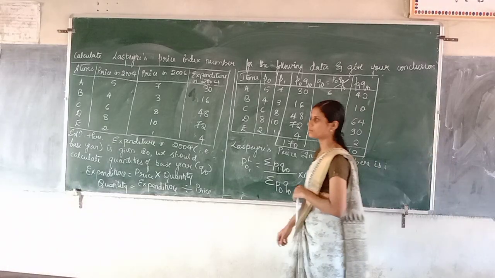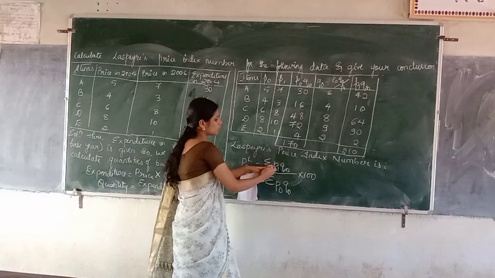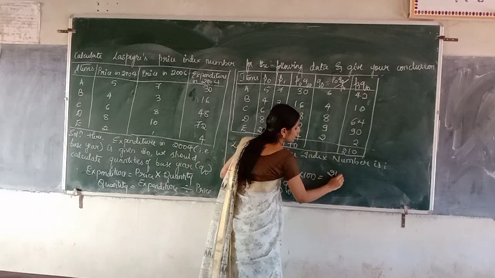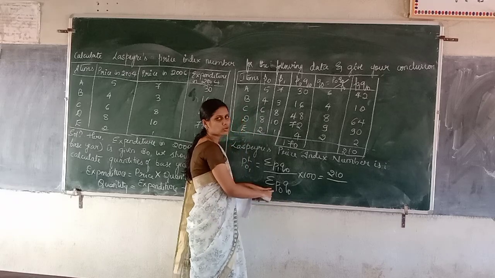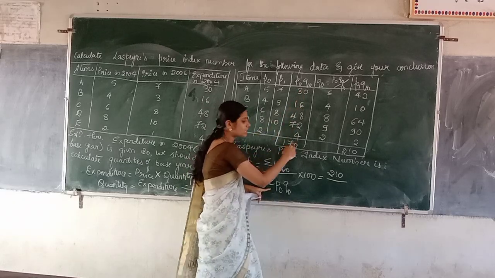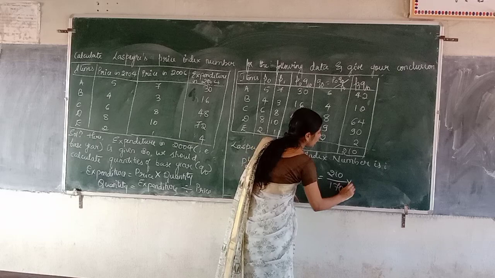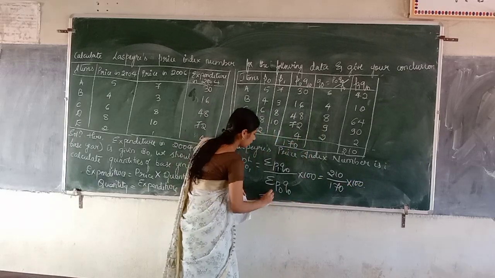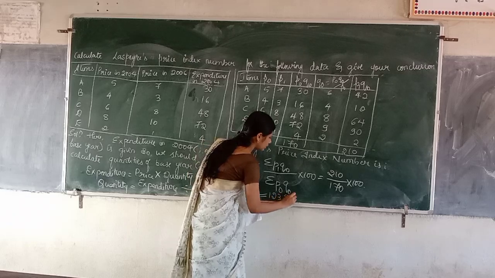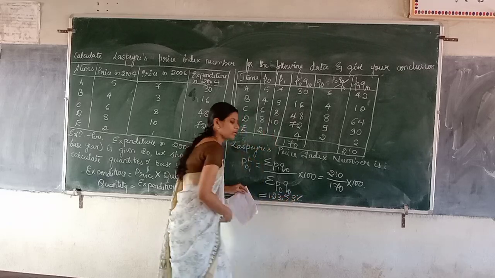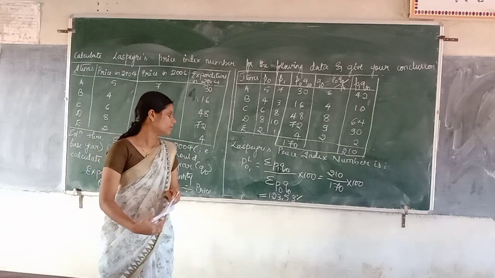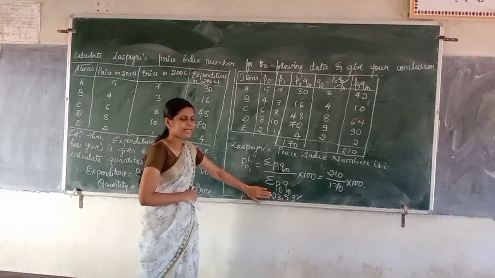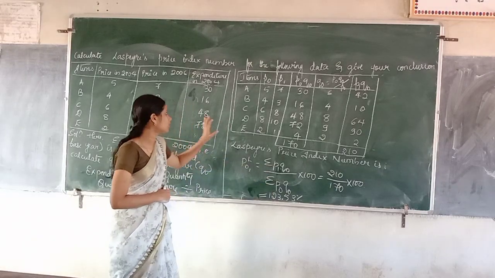Now we can easily substitute these values in this formula. Summation of P1 Q0 is 210 divided by summation of P0 Q0. That means P0 Q0 total, it is 170, into 100. So when you divide and multiply it with 100, the answer comes to 123.53%. So this is the last year's price index number that we have calculated from the given information.